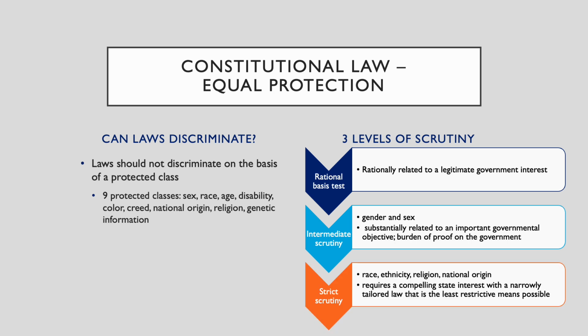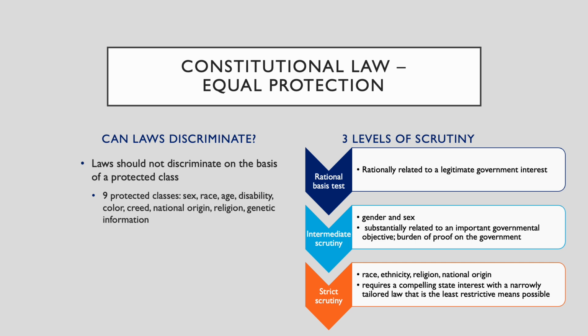Strict scrutiny is reserved for race, ethnicity, religion, national origin. And a law that draws distinctions on the basis of race or ethnicity or religion is going to be the highest level of standard of proof. Burden of proof for the government: the government has to show that there's a compelling state interest with a narrowly tailored law that is the least restrictive means possible, right? If you're going to have racial or ethnic or religious or national origin-based distinctions in a law, there has to be a very clear reason why that is a compelling state interest, it's a narrow law, and you're trying to do the least damage possible.